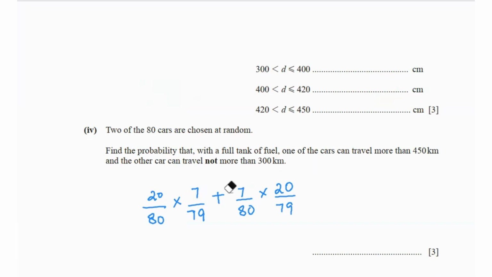Now, another possibility is that we pick the car that cannot travel more than 300 kilometers first, and then we pick the car that can travel more than 450 kilometers. Hence, the first possibility is that we pick the car that travels more than 450 kilometers, and then the car that travels less than 300. Or first you pick the car that travels less than 300, and then the more than 450 one. So this is our probability.